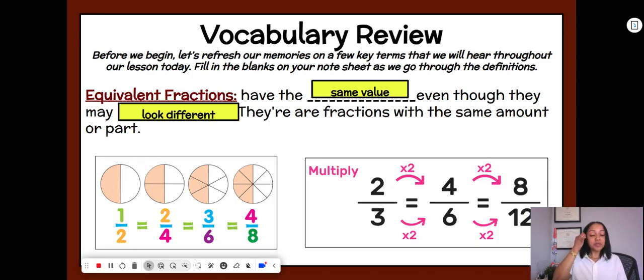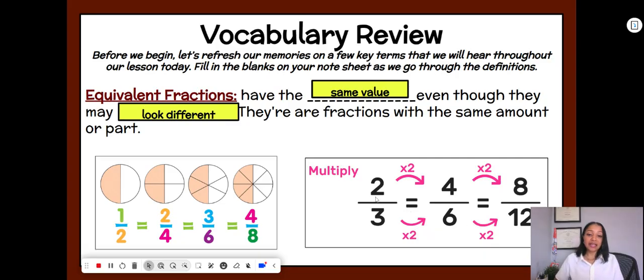Most commonly in 4th grade, there's another way to do this. We don't always draw out our circles because we may be working with larger fractions, so we tend to use multiplication more in 4th grade. The way we do that is we multiply our numerator and our denominator by the same number to come up with a different fraction that is equivalent or equal to the original fraction. In this example, we have 2/3 equals 4/6 equals 8/12.